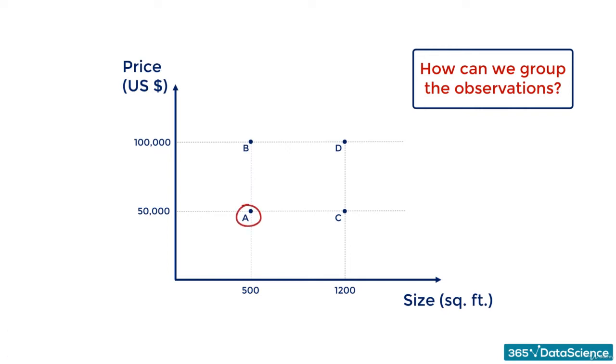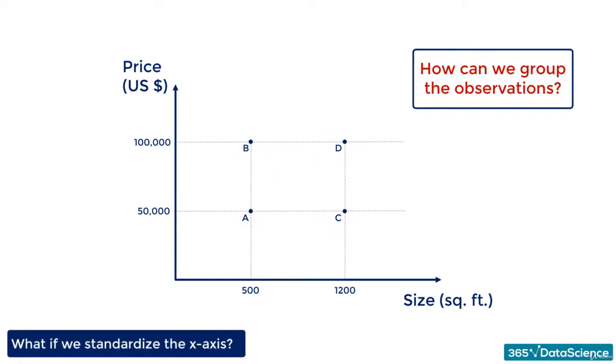A is a 500 square foot apartment that is worth $50,000. B is a 500 square foot apartment that is worth $100,000. C is 1,200 square foot apartment worth $50,000, and D has the same size but is twice as expensive. If we were to create 2 clusters just by looking at the plot, they are likely to be A, B, and C, D, right? Now, what if we standardize the x-axis, size that is?